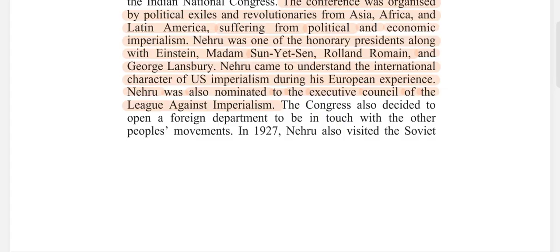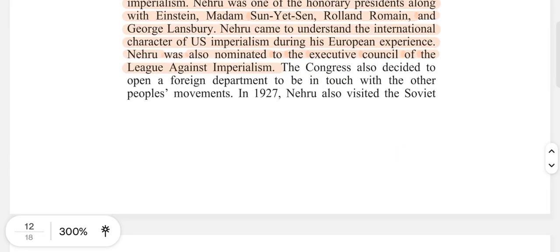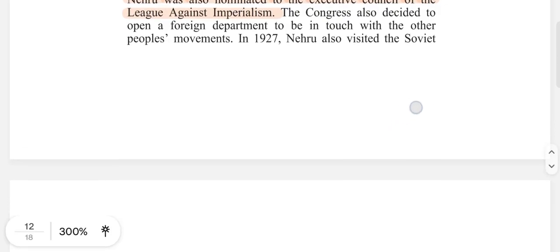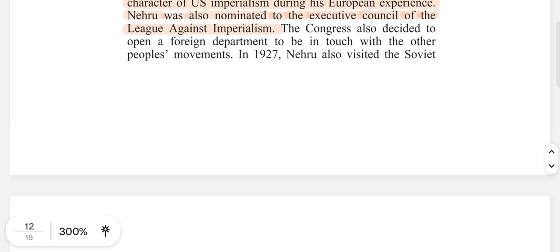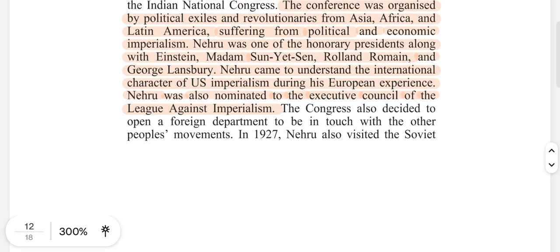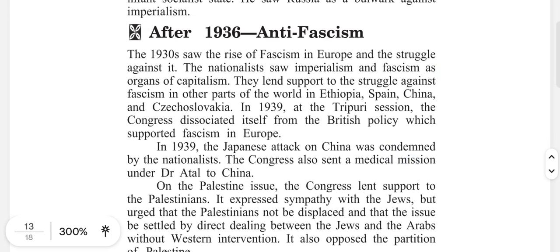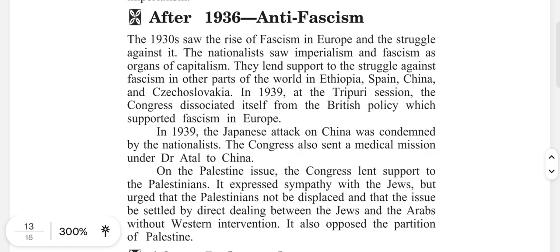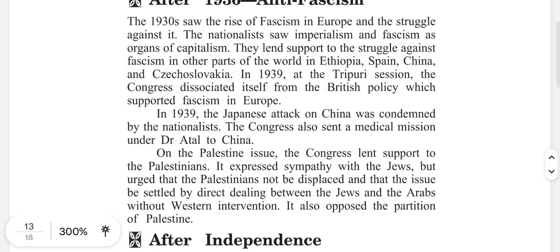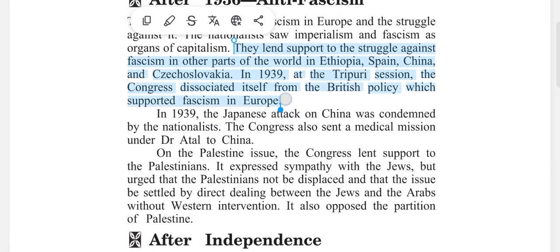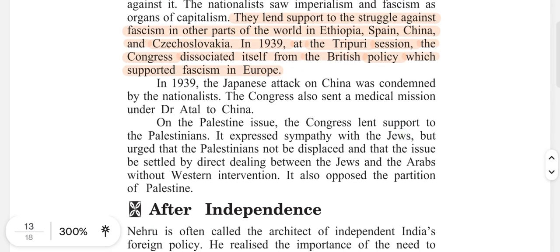In 1927, Nehru also visited the Soviet Union, and was very impressed by the achievements of the infant socialist state. He saw Russia as a bulwark against imperialism. After 1936: anti-fascism. The 1930s saw the rise of fascism in Europe and the struggle against it. The nationalists saw imperialism and fascism as organs of capitalism. They lent support to the struggle against fascism in other parts of the world, in Ethiopia, Spain, China, and Czechoslovakia. In 1939, at the Tripuri session, the Congress dissociated itself from the British policy which supported fascism in Europe.